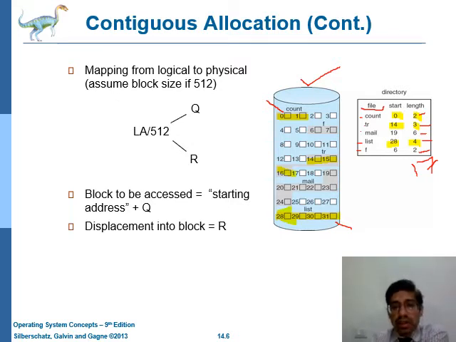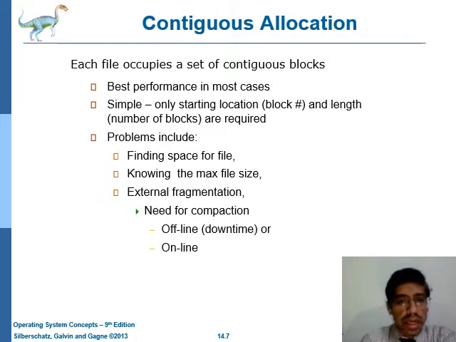So in this way we could observe that all these files, whether it is count or f or tr or mail or list, have been allocated consecutive blocks for their storage. Thus, coming back, we could find that this method is quite simple in its operation and offers the best performance in most cases, because accessing a file is quite simple.